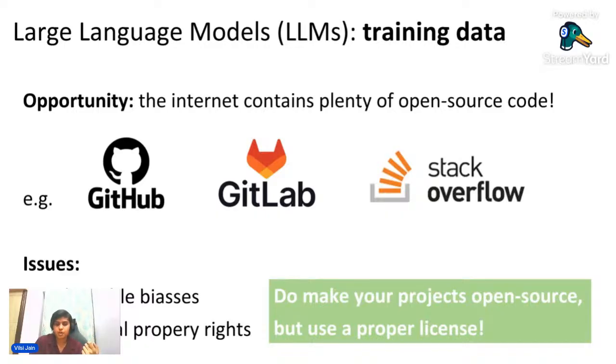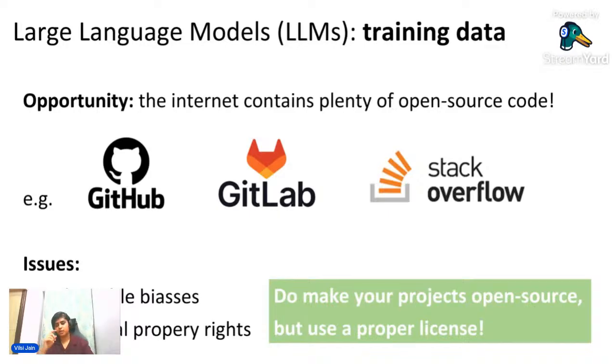That's the most important part. Intellectual property rights can be there, because they are fetching from GitHub, GitLab somewhere, and maybe it's someone else's code. That's the main reason most companies deny their employees from using ChatGPT, because ChatGPT takes the data from somewhere, and that data can come with intellectual property rights, and that can make a big issue. So always try to make your project open source, but always use a proper license. That's important.